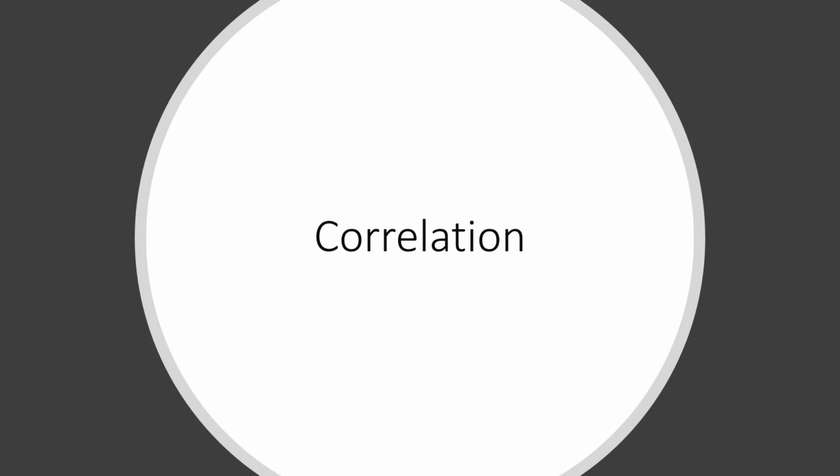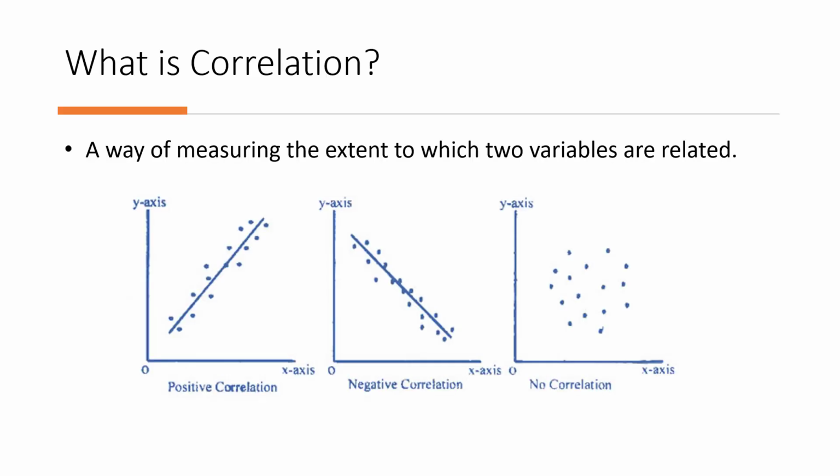First, let's talk about correlation. What is correlation? Correlation is a way of measuring the extent to which two variables are related. When correlation is positive, it means when one variable increases, the other variable increases too. For example, the more you smoke, the higher the risks of you getting lung cancer.